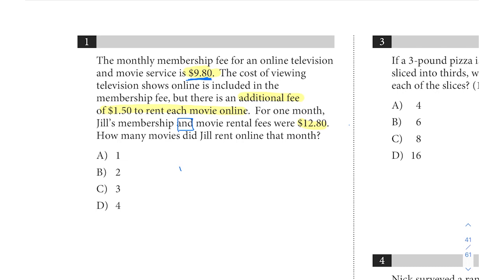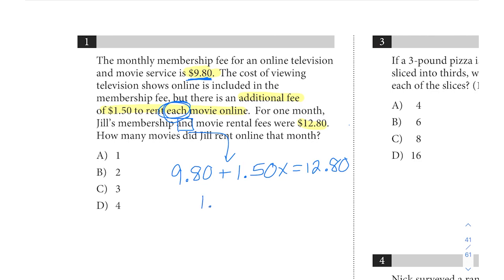So here we have a flat fee monthly no matter what. That's $9.80. So that is going to act basically as a constant. And then we have an additional fee, and that's each movie. So per movie, that would be $1.50 times the number of movies that we rent. So $1.50x, or if you want to use a different variable like M for movie or R for rental or whatever, that's perfectly fine. And that total is going to be $12.80 together. And we can translate that and into the addition sign that we see here.